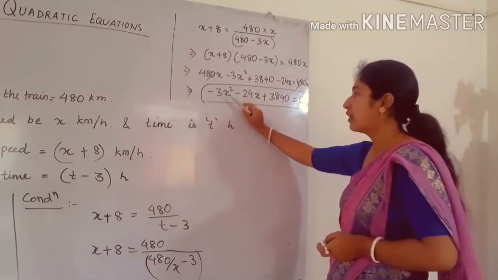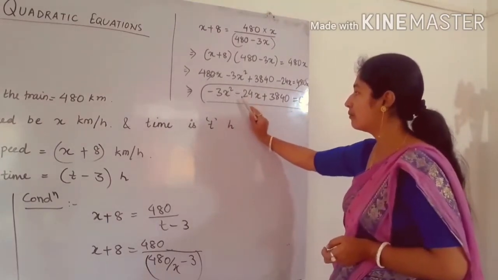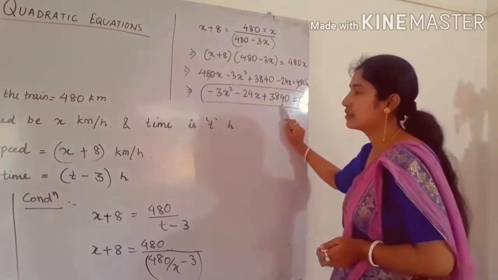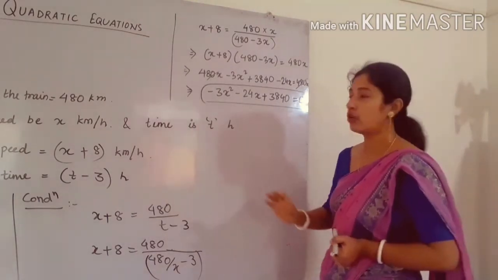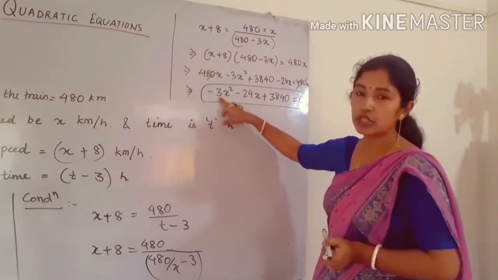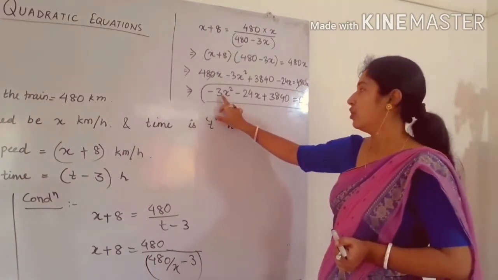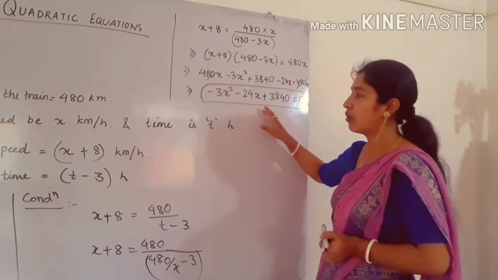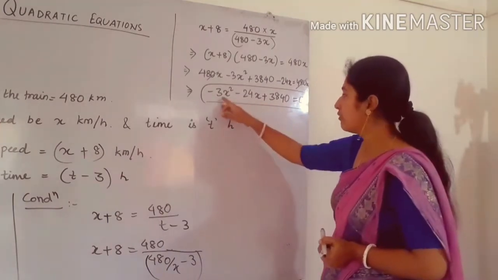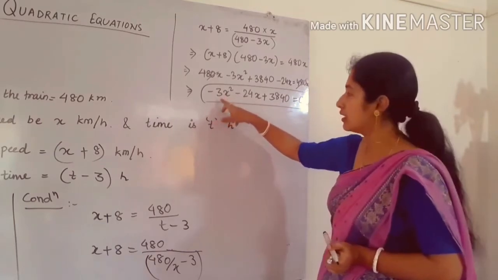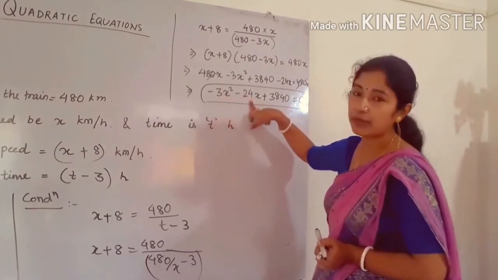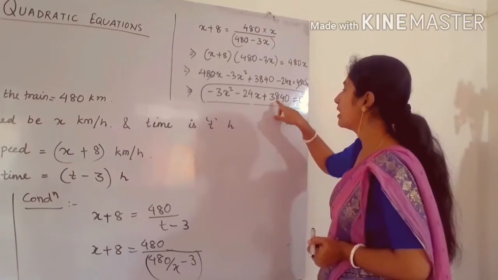So see, this is ax square plus bx plus c, where a, b, c are real numbers, provided a is not equal to 0, so a, the coefficient of x square, is not equal to 0 here. So this is the quadratic equation we got. Here we can also take common minus 3, because this is a multiple of 3, this is also a multiple of 3, and this is also a multiple of 3.